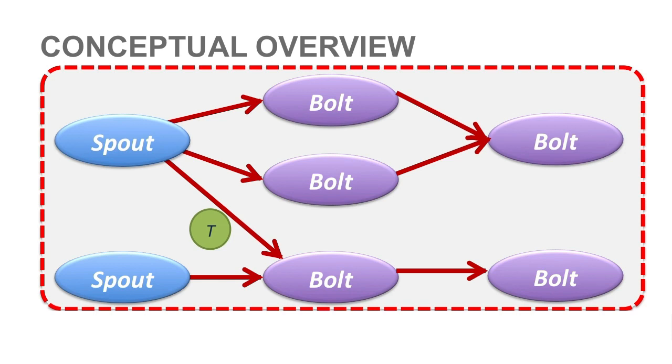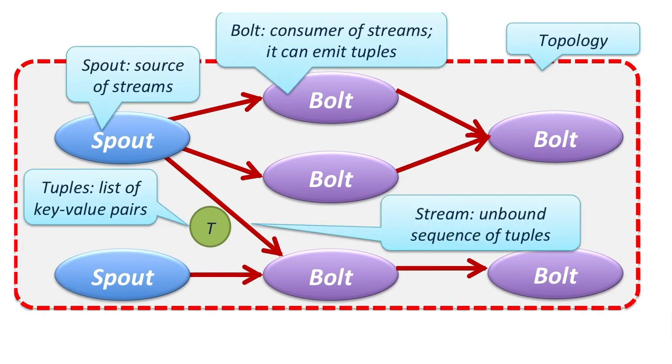Conceptually, Storm systems consist of spouts and bolts that have a particular set of functions. So let's see what they are. Spouts are sources of streams. Bolts consume the streams and emit tuples. This whole thing together is called the topology. The flows of data between the bolts or between the spouts and the bolts are called streams, and they are an unbound sequence of tuples. And tuples are lists of key and value pairs.